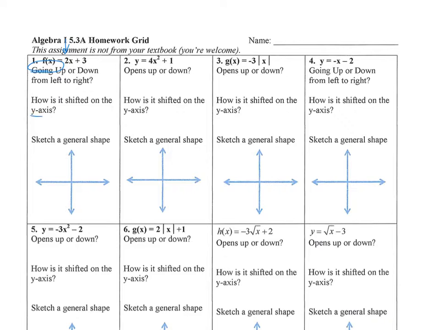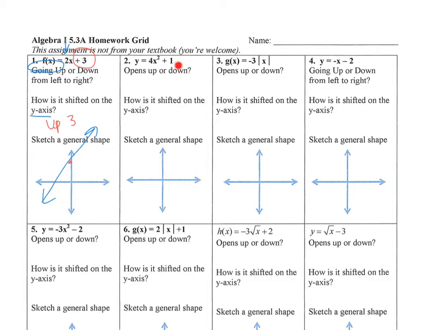How is it shifted on the y-axis? This constant right here is telling me how it shifted. So it is shifted up 3. And then I'm just going to sketch a general shape of it. So I'm going to go up 3 and make a slope that's positive. Number 2.